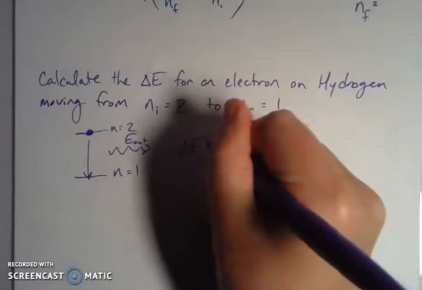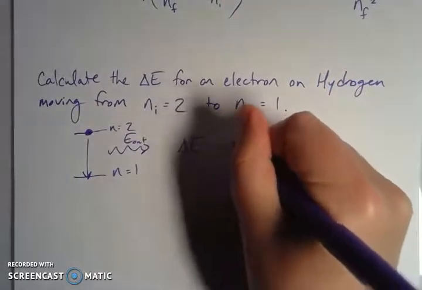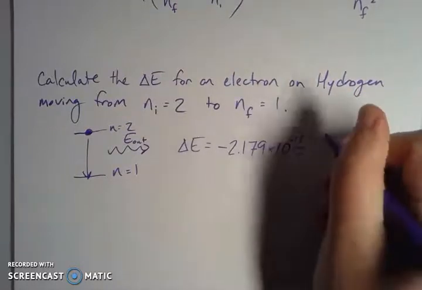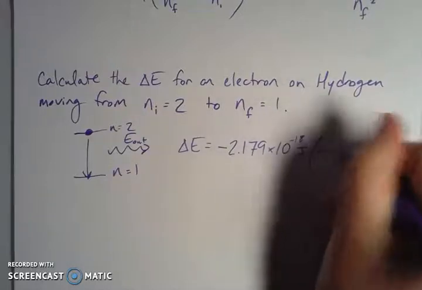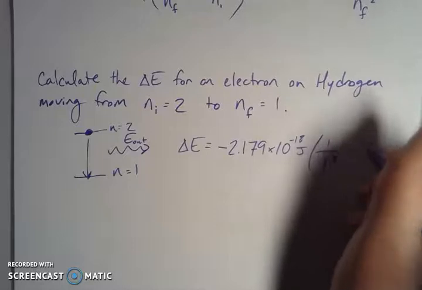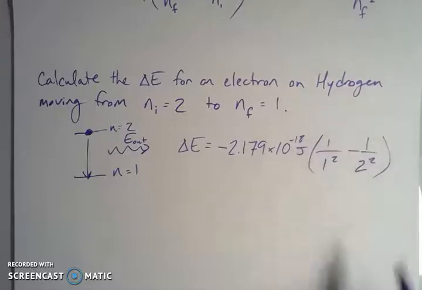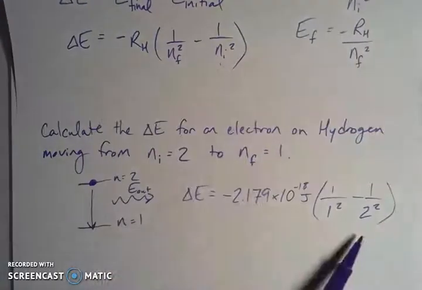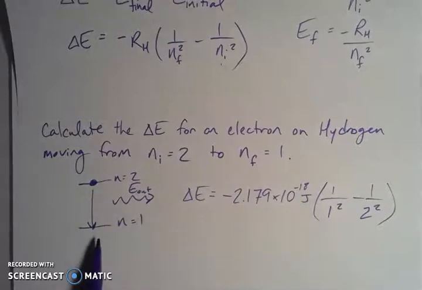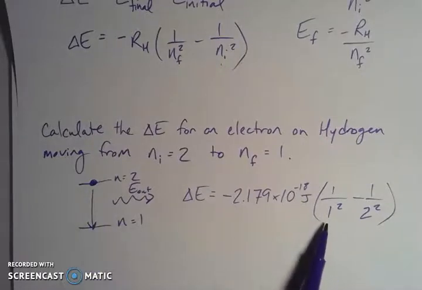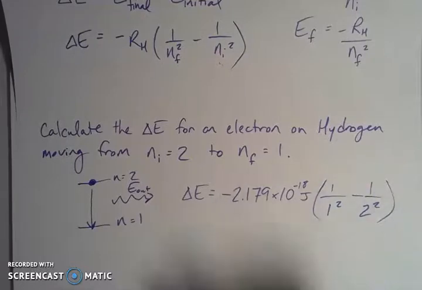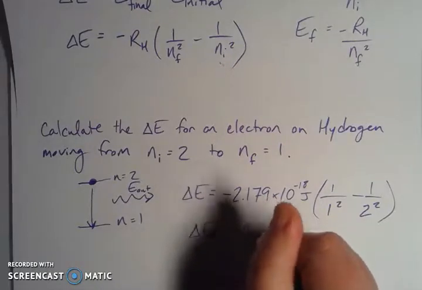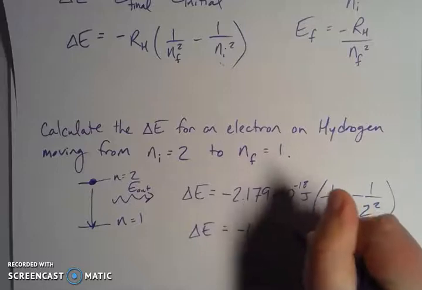So the delta E here is equal to my negative Rydberg constant, 2.179 times 10 to the negative 18th joules. And then I'm going from this to this, right? So here's my initial. Relating back to my equation up here, here's my initial value. I started at 2. I'm relaxing down to 1. So that's my final principal quantum number. And when I plug and chug here, I end up with a delta E that is equal to negative 1.634 times 10 to the negative 18th.